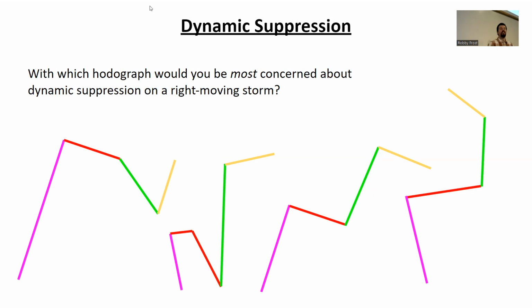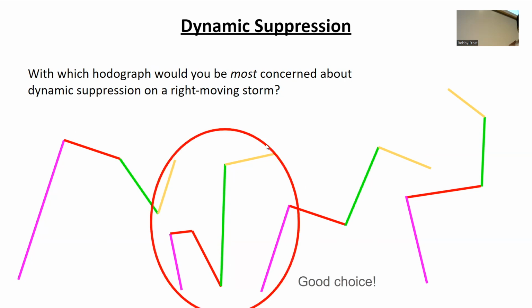So knowing this then, which of these hodographs should you be most concerned about dynamic suppression? Number 2. Yeah, I mean, look at some of these. These are weird shapes, right? But these aren't actually all that bad. It's this one. I've almost called this an awkward llama hodograph. I don't know how to describe it. It just looks really awkward.